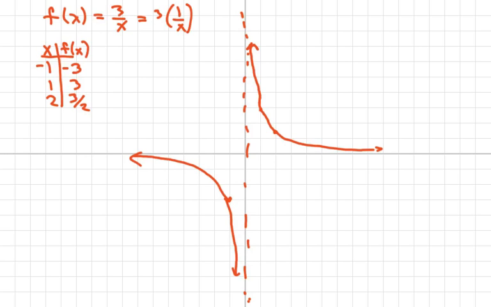The next thing we're going to do is replace x by x minus 2, and that's going to be the horizontal shift. So the next one is f of x equals 3 over x minus 2. We're shifting the graph over to the right by 2. My x cannot be 2, so I'm changing my vertical asymptote to x equals 2.